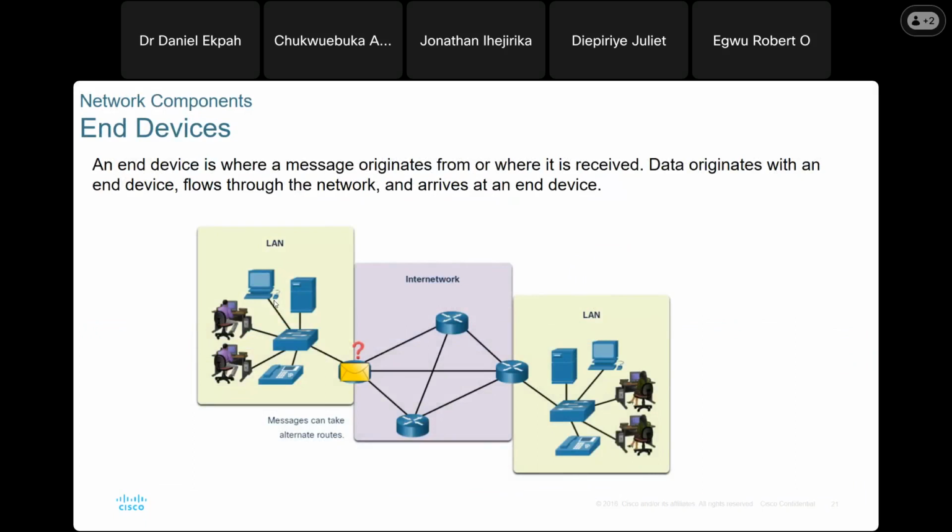An end device is where a message originates from or where it is received. Data originates with an end device, flows through the network, and arrives at an end device. At every node, which is the end of an information flow, that's an end device. This is an end device, this is an end device, this is an end device also. This is just like a switch that is receiving the information and passing it to an end device. An IP phone can also serve as an end device.